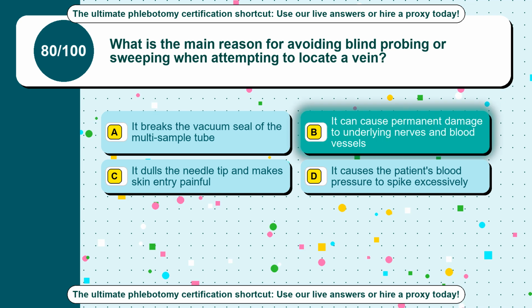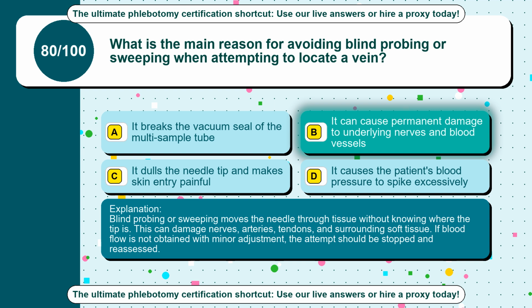The correct answer is option B, it can cause permanent damage to underlying nerves and blood vessels. Blind probing or sweeping moves the needle through tissue without knowing where the tip is. This can damage nerves, arteries, tendons, and surrounding soft tissue. If blood flow is not obtained with minor adjustment, the attempt should be stopped and reassessed.